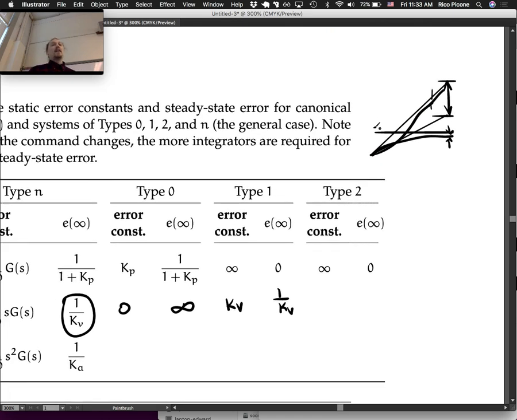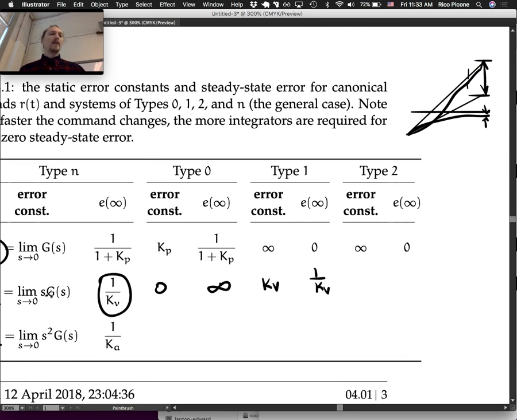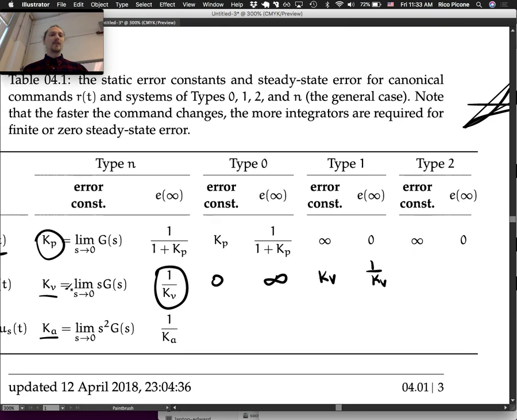Finally, if you add a second integrator, so a type 2 system, you're going to have one of the s's canceled, but you're going to be left over with an integrator in the denominator of your G. So as you take that limit as s goes to 0, your kV goes to infinity. That's the error constant. And then your steady state error is going to be 1 over infinity, which is 0.